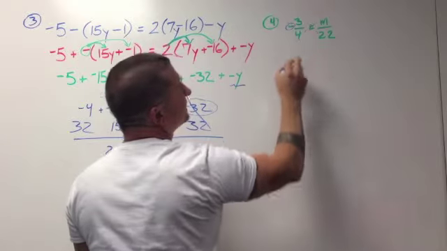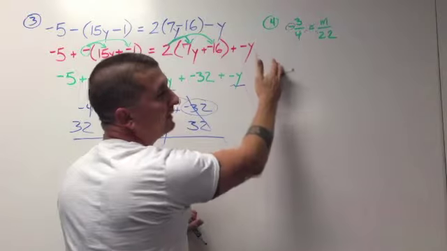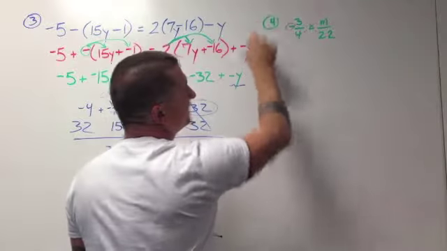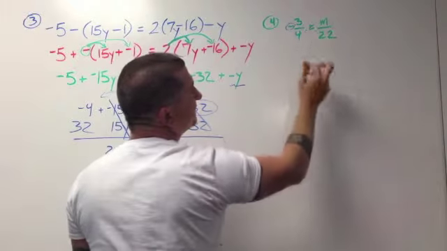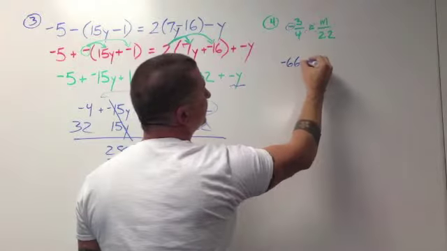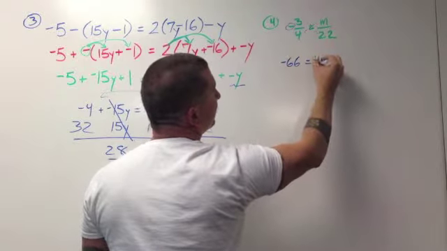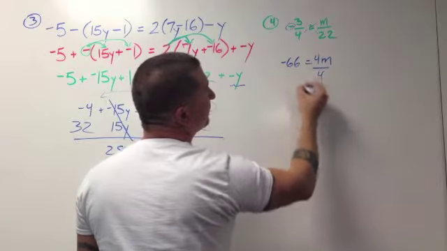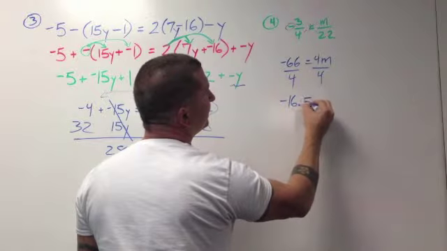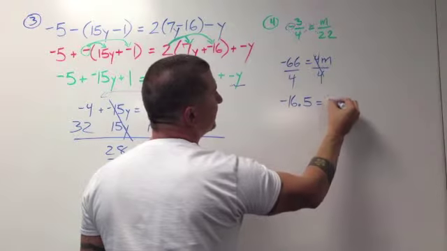Now it's a little tricky because it's negative 3/4. You have to choose. Are you going to put this negative with the 3 or with the 4? And it doesn't matter, but you can't put it with both. So I always take mine to the numerator. So I'm going to say negative 3 times 22 is negative 66. And then 4 times m is 4m. Divide by 4. We get negative 16.5 equals m.